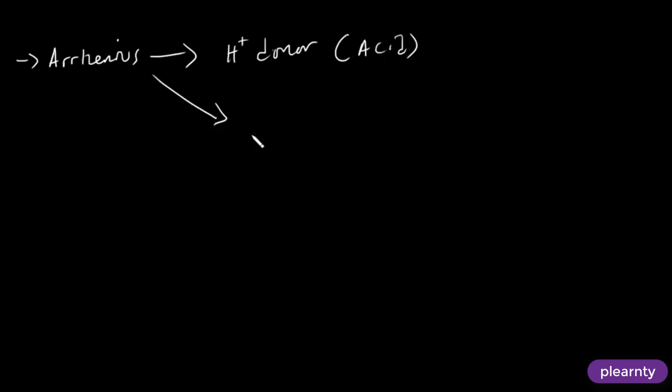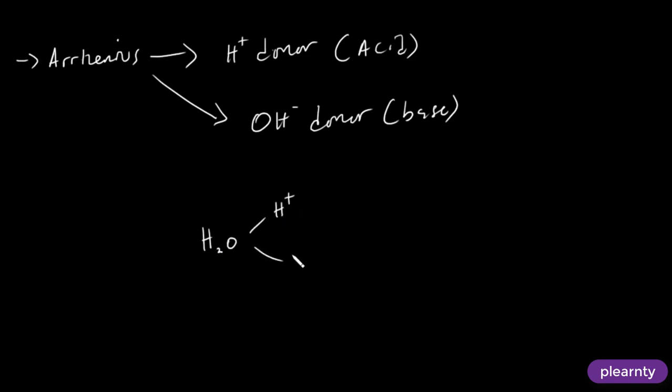The Arrhenius definition. The Arrhenius definition says that acids are proton donors, while bases are hydroxide ion donors. Normally, when you have pure water, that pure water contains equal amounts of proton and hydroxide ion.